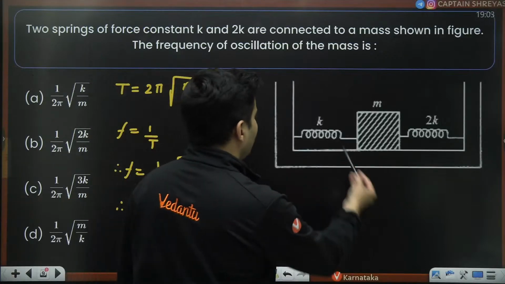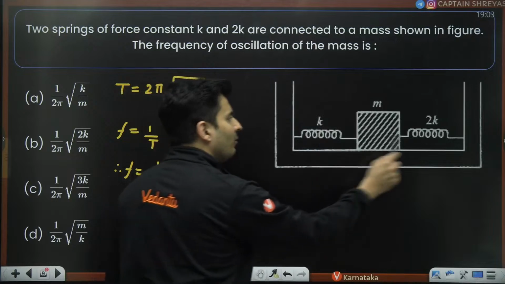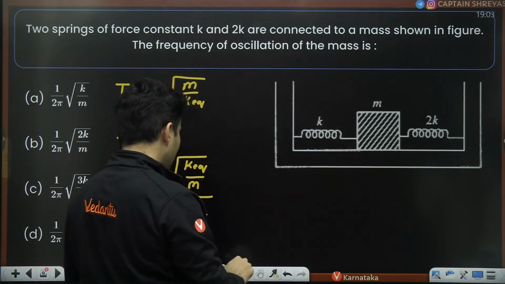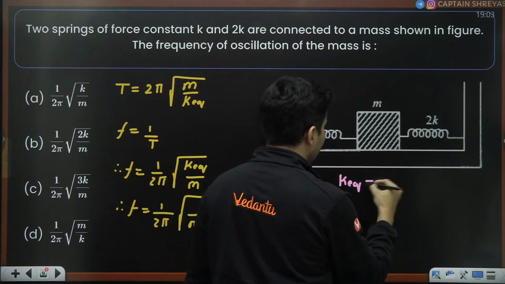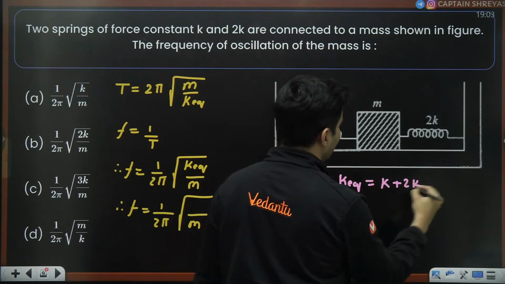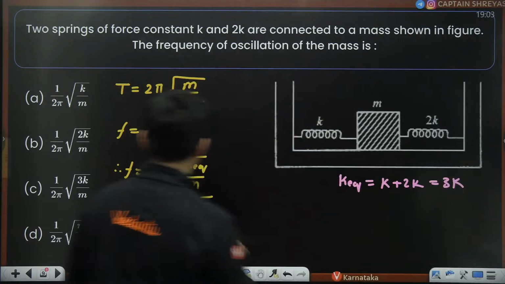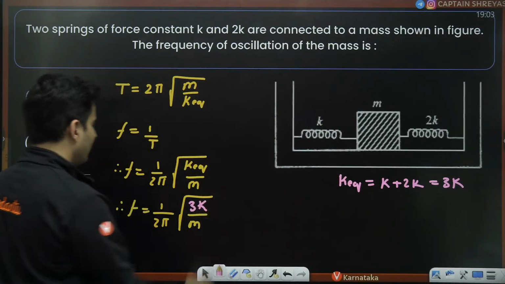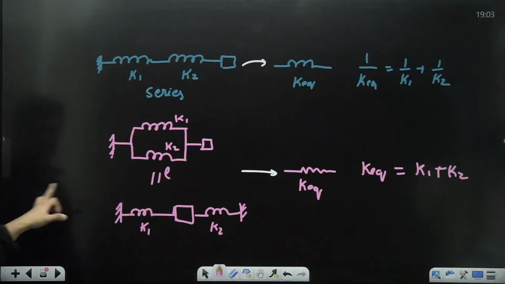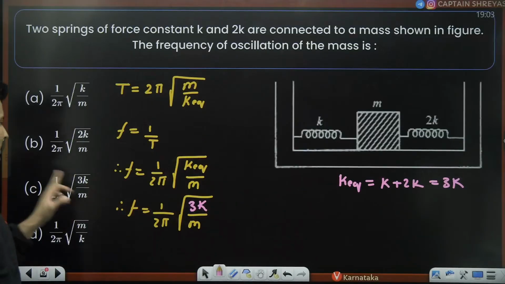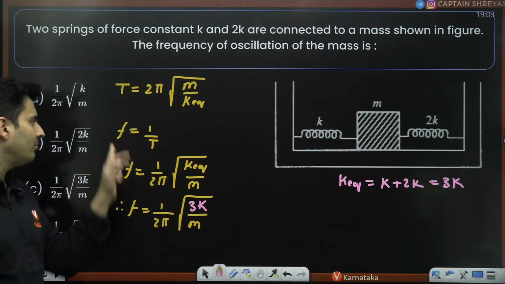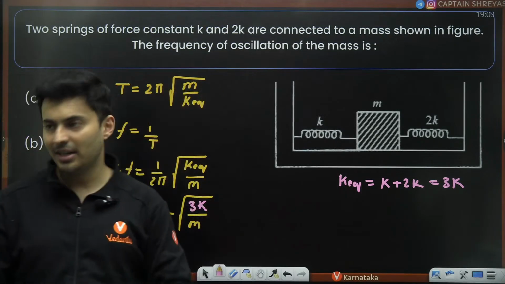What will you do for this question? These two springs are on both sides, with the mass in between, so K equivalent is just K plus 2K, which is 3K. That's it. So where is that option? It is option C. Is that clear? So answer C is correct: 1 by 2 pi root of 3K by m, because frequency is 1 by time period.